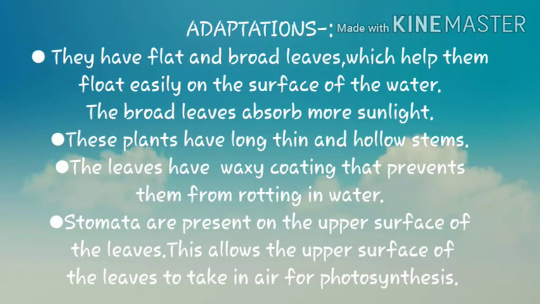Adaptation. Fixed plants show the following adaptation. They have flat and broad leaves which help them float easily on the surface of the water. The broad leaves absorb more sunlight. These plants have long, thin and hollow stems. These leaves have a waxy coating that prevents them from rotting in water. Stomata are present on the upper surface of the leaves. This allows the upper surface of the leaves to take in air for photosynthesis.